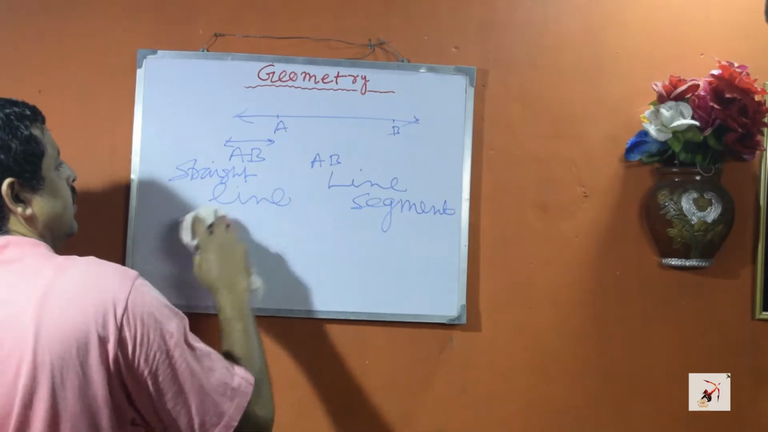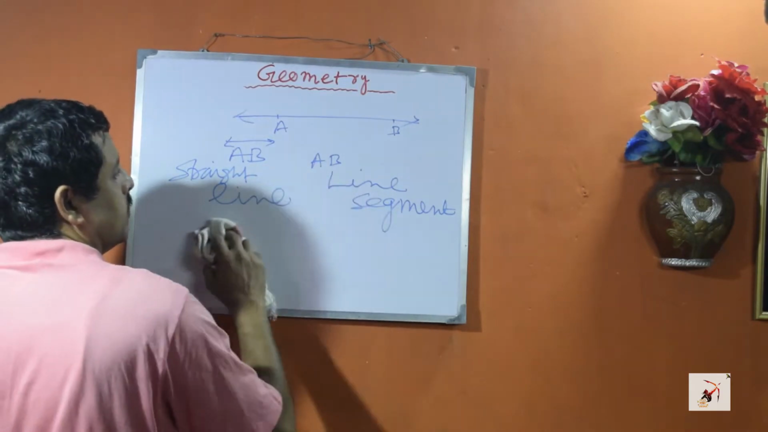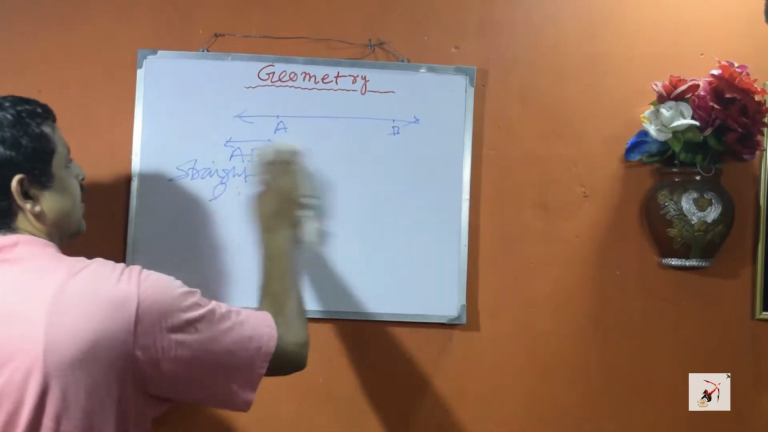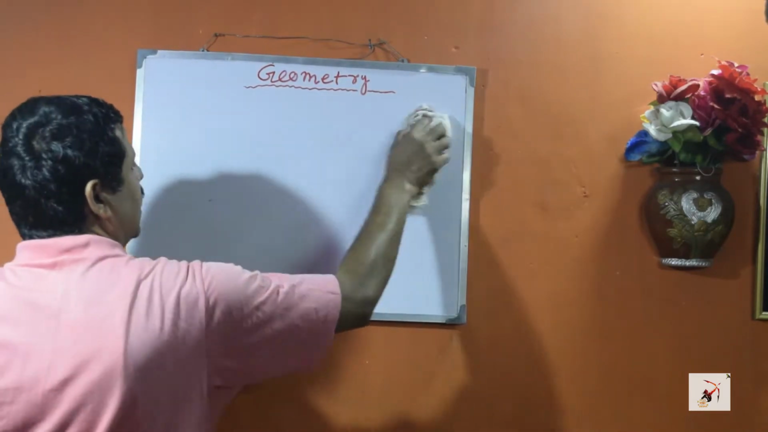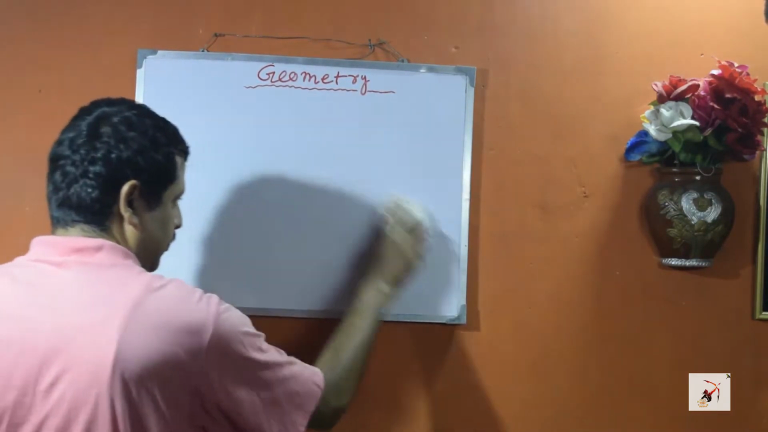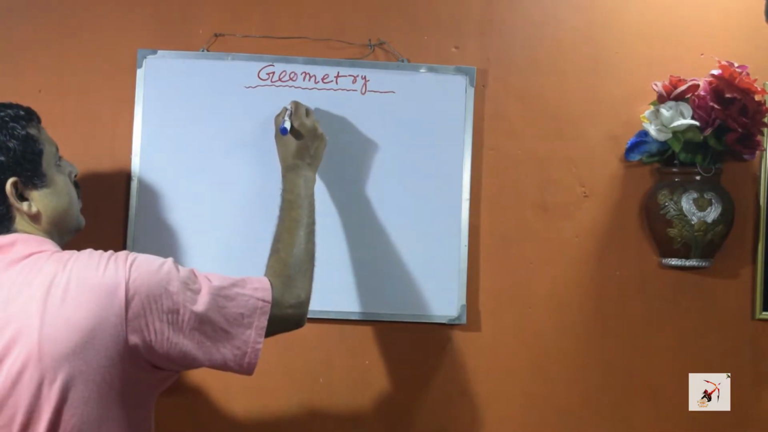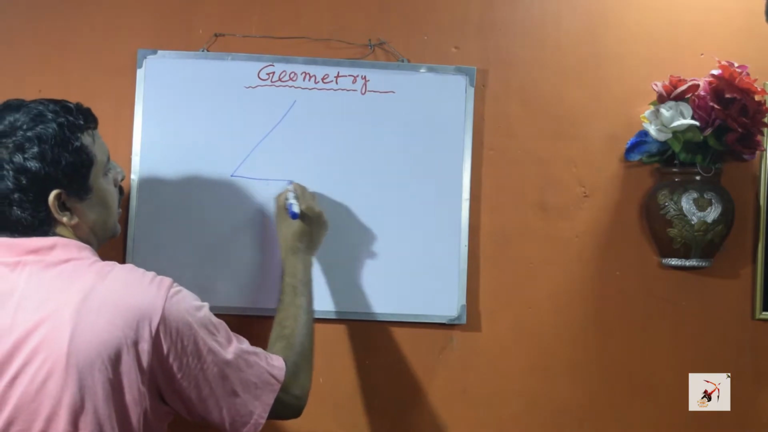Straight line AB, and AB as part of the straight line, that is a line segment. So what are closed figures? Let us take examples. Triangle.